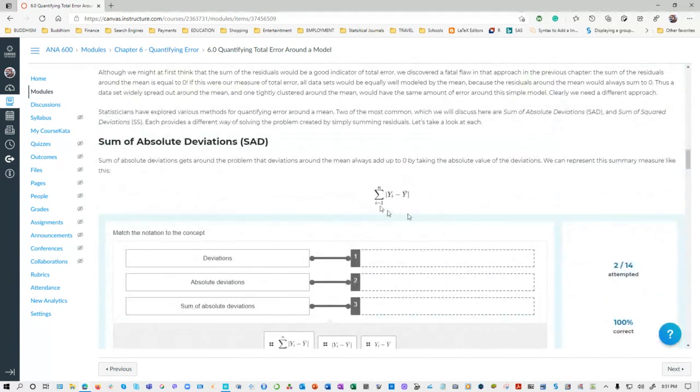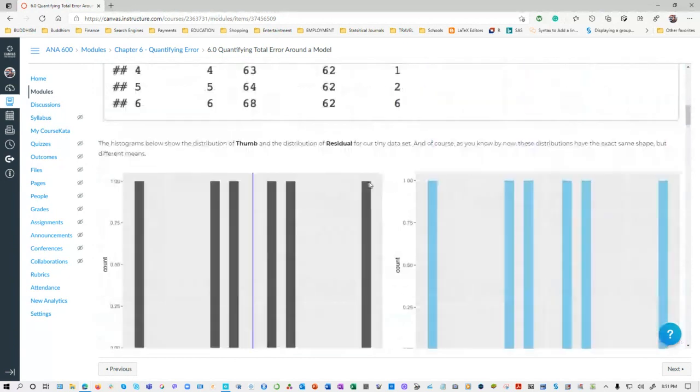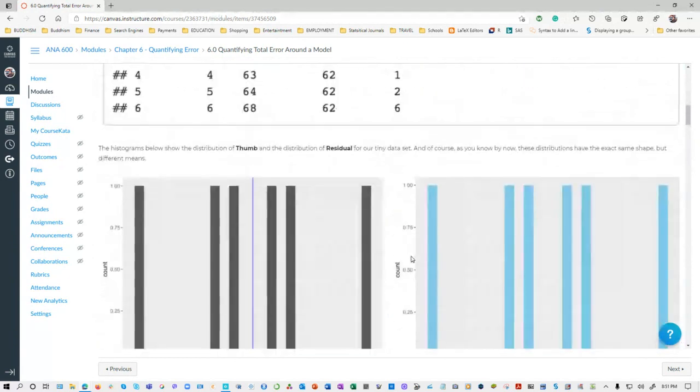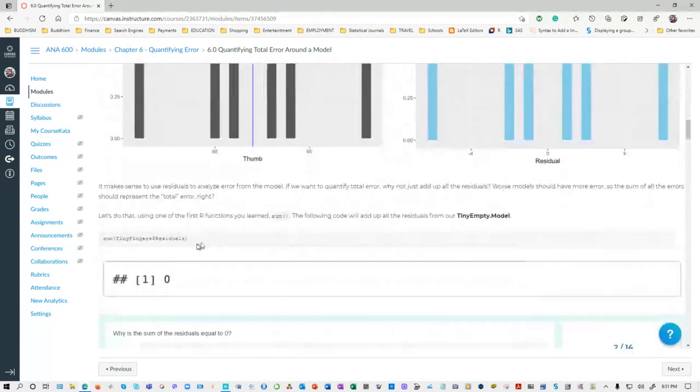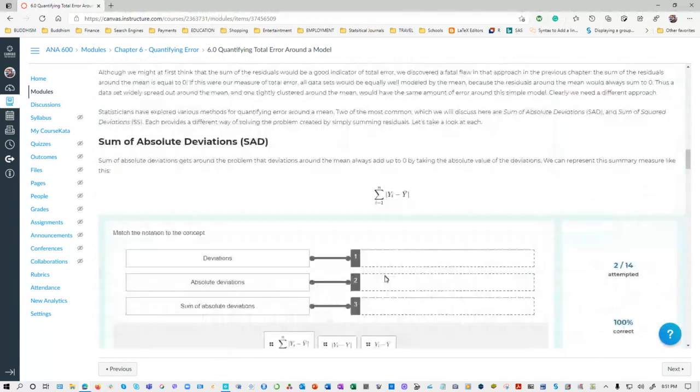This is one of the remedies we're going to utilize to avoid the sum of the residuals becoming 0. The sum of residuals becoming 0 is prevented by taking the absolute value of the residual. That's called the sum of absolute deviation.